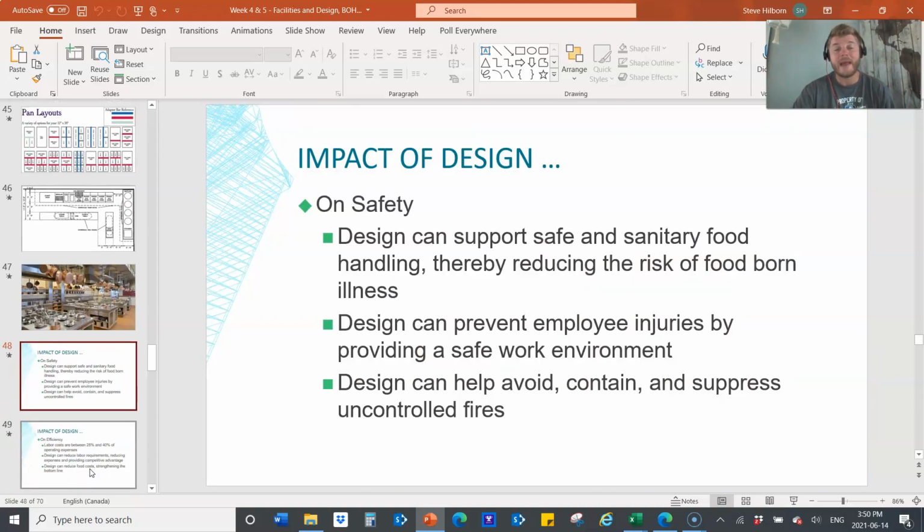So a couple of things about the impact of design on what we're doing. First, safety. Now we've talked about it a little bit with protruding equipment and carrying knives and hot oil and all kinds of stuff like that. Design is the number one thing that you can do, tweaking your design to ensure that you have a safe space. Now that's also for the guest, for the customer, and just for the food as well. So ensuring that food doesn't have to travel farther than it has to because of contamination issues. So design can support safe and sanitary food handling. It can prevent employees from being injured and can help avoid, contain, and suppress uncontrolled fires.